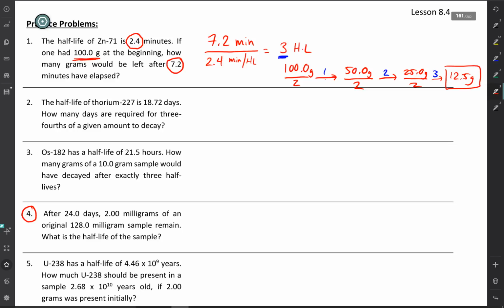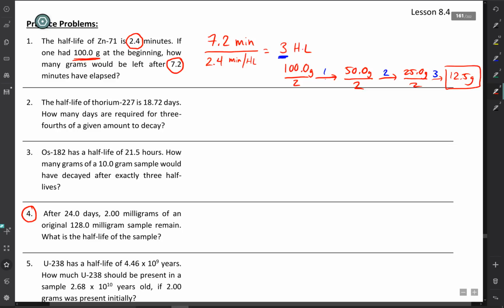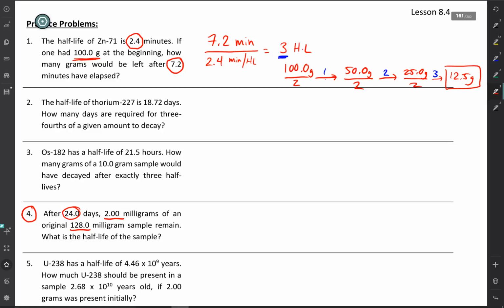I want to skip down and look at question number 4. So we're told after 24 days, 2 milligrams of an original 128 milligram sample remain. What is the half-life of this sample? So in this case, we're trying to figure out how long it takes one half-life to elapse. So I know the total amount of time, 24 days. I know how much of my radioactive sample I currently have, 2 milligrams. I know what I started with, 128 milligrams. Okay, so in this case, I need to figure out how many times the sample was cut in half. In other words, I need to figure out how many half-lives have elapsed.